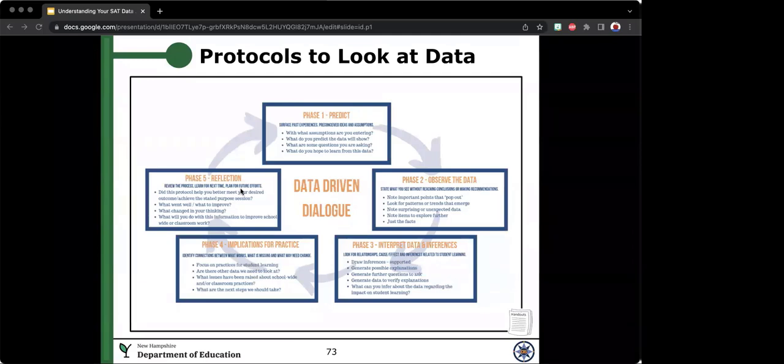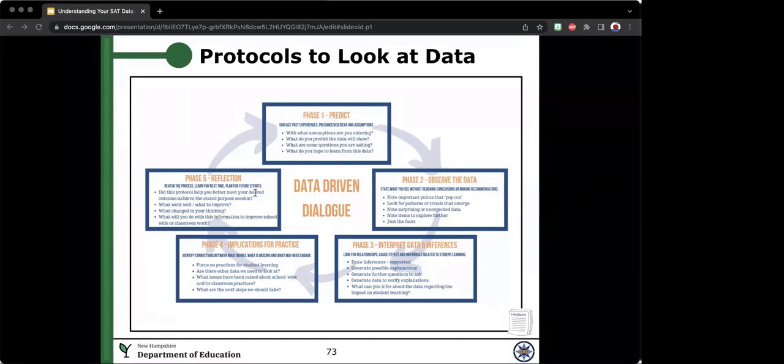So this is a protocol that can be used when looking at data. We use this a lot here at Demonstrated Success. So in the first phase, you are making some predictions and thinking about assumptions. In phase 2, you're observing the data. So this is where you're looking for patterns and trends, and you're keeping it to just the observations. In phase 3, you're starting to make inferences and interpretations. And then in phase 4, you're coming up with those implications for practice. What are we going to do about this? What's next? What has the data shown us about our school? What do we need in terms of professional development, etc.